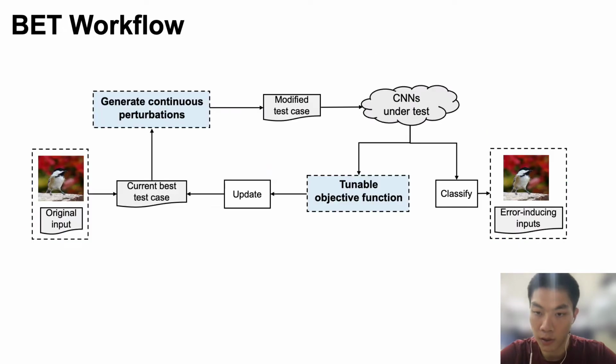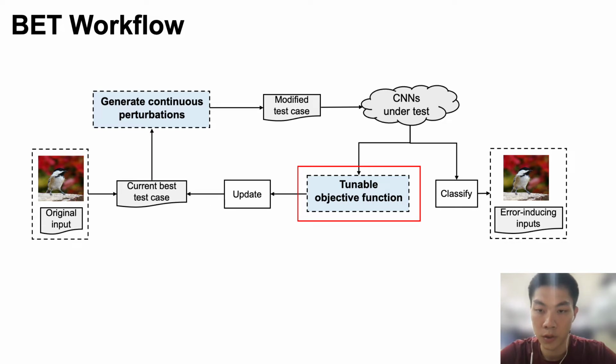The overall workflow of BET is shown here. BET initializes the current best test case with the given original input. Then, BET iteratively searches for erroneous inputs based on the best test case. Particularly, in each iteration, BET generates continuous perturbations and adds them to the current best test case to get the modified test case. Then, the modified one is sent to query the target models to check whether an erroneous input is acquired. The whole process iterates until the query budget is exhausted. More details are given as follows.